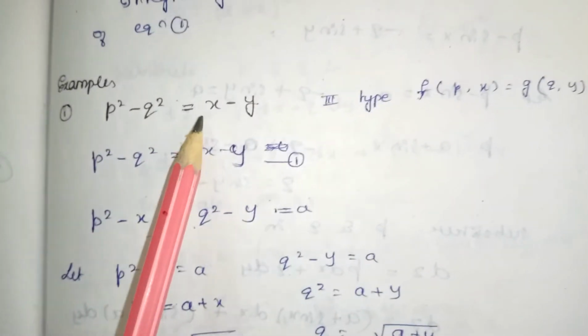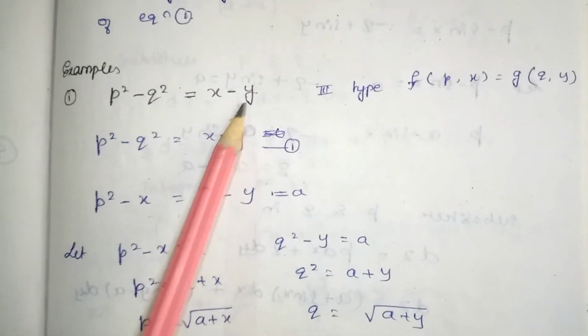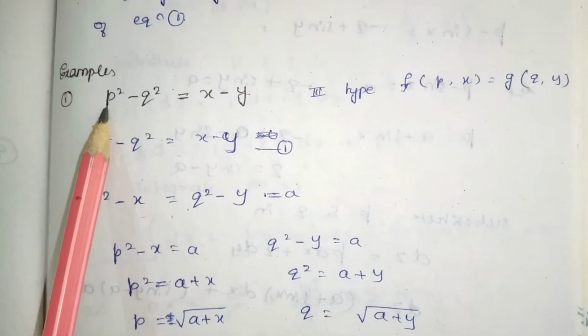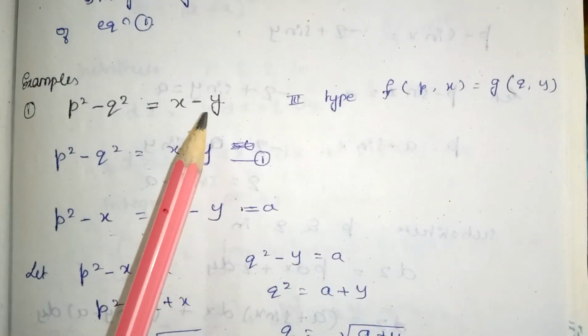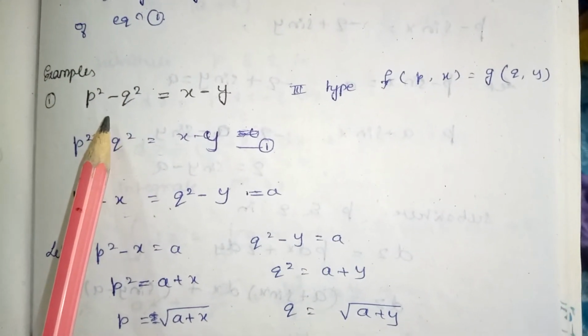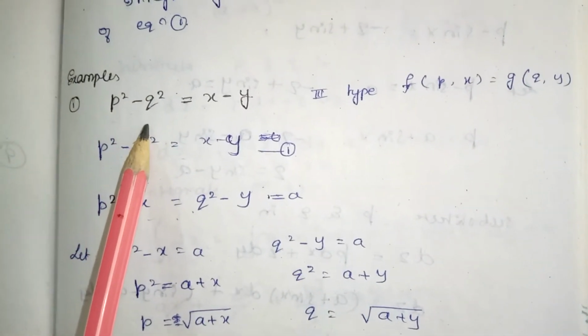You see the example. The example is solve p square minus q square is equal to x minus y. If you observe whether it is type 1, type 2 or type 3: p term is present, q term is present, x and y are present, therefore it is a type 3. You know how to solve the type 3 non-linear partial differential equation.